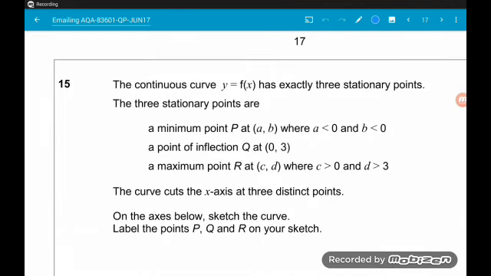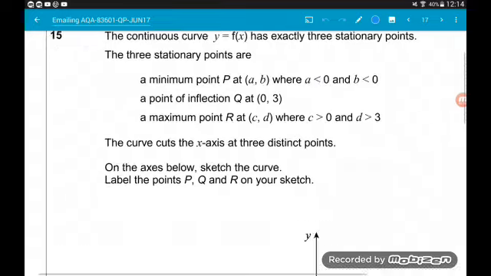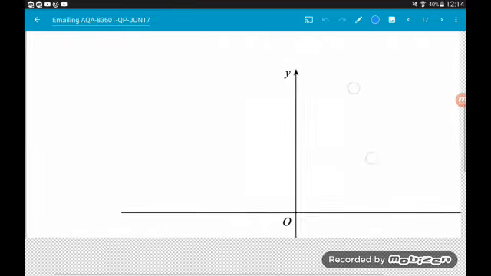Okay, question 15. We're told information about a curve and its stationary points and the amount of places it hits the x-axis. So a curve has exactly 3 stationary points. We've got one minimum point P, which has coordinates A, B, where A is less than 0 and B is less than 0. So let's talk about each point one at a time.